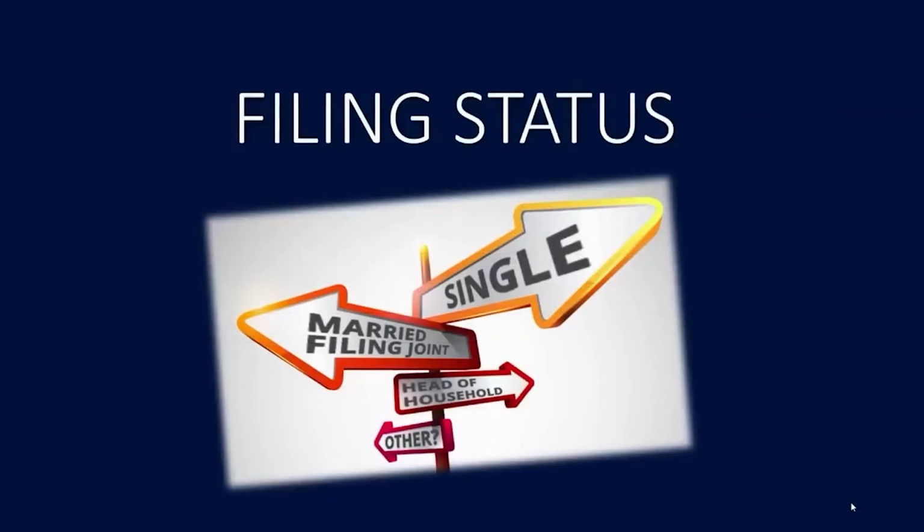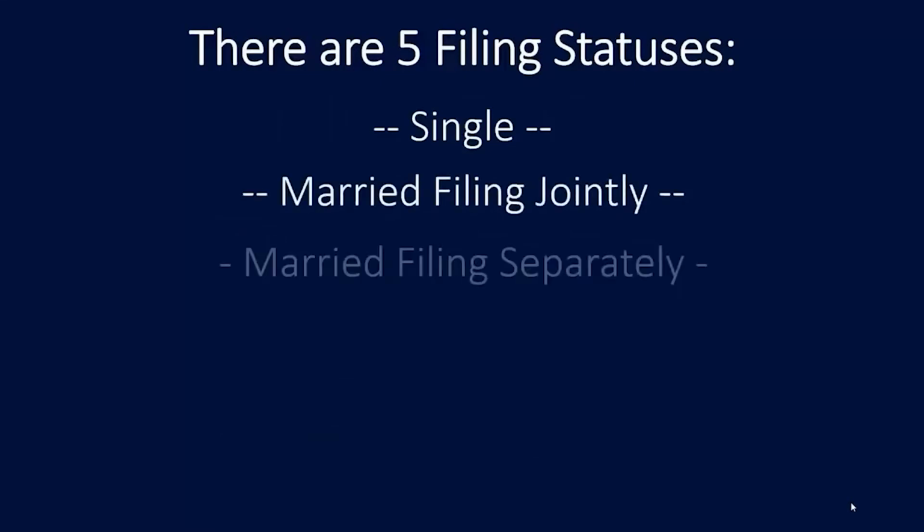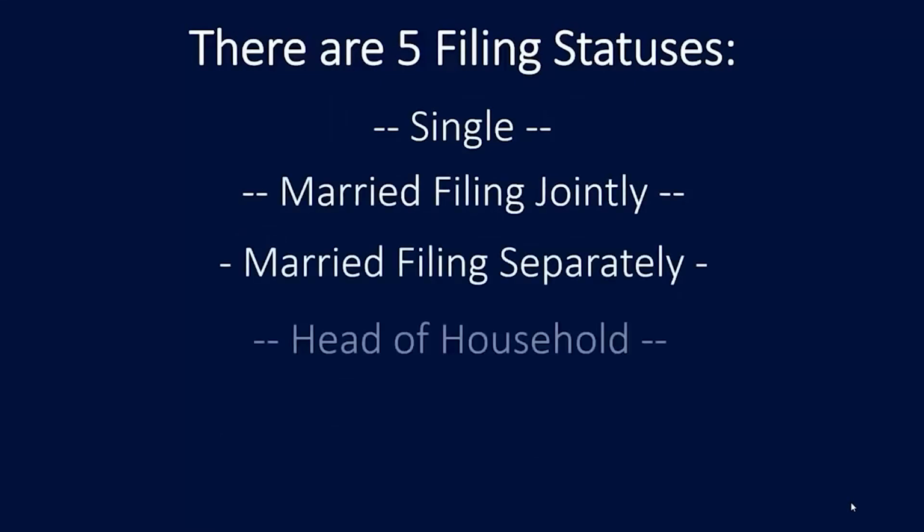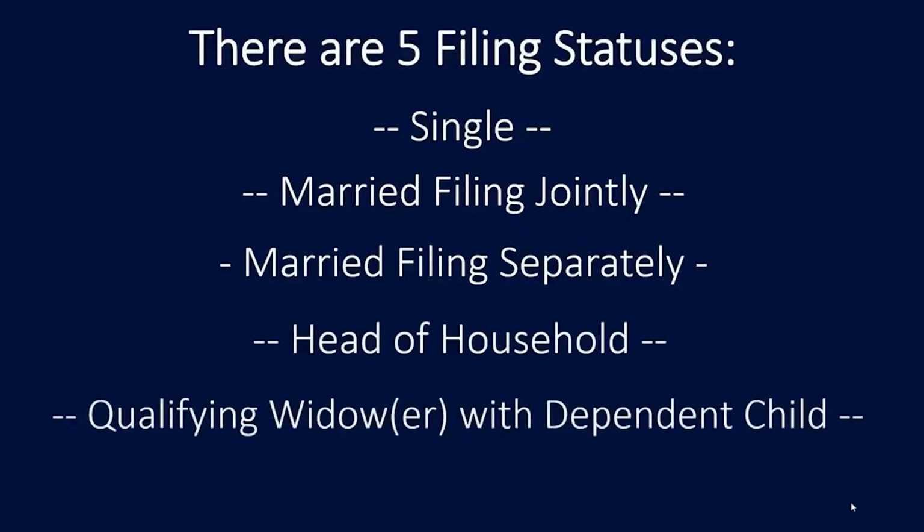Now let's talk about filing status on the return. Remember, that was the first section after the name and address section. This is where we're going to choose the most advantageous filing status for us. There are 5 filing statuses: single, married filing jointly, married filing separately, head of household, and qualifying widow or widower with dependent child.